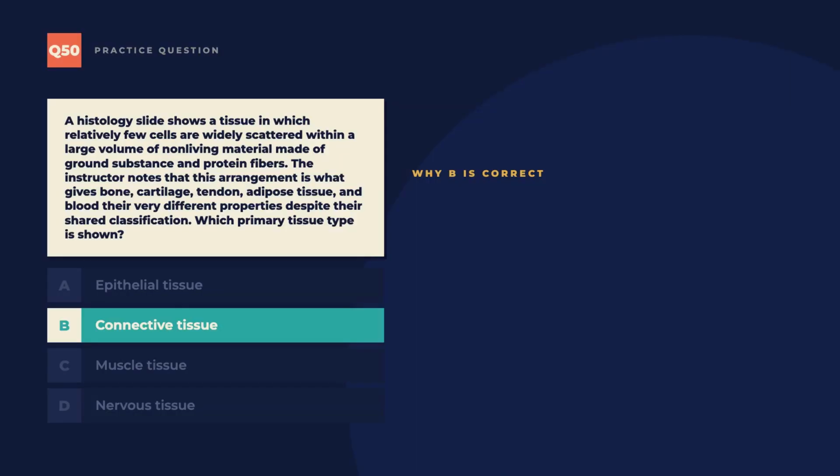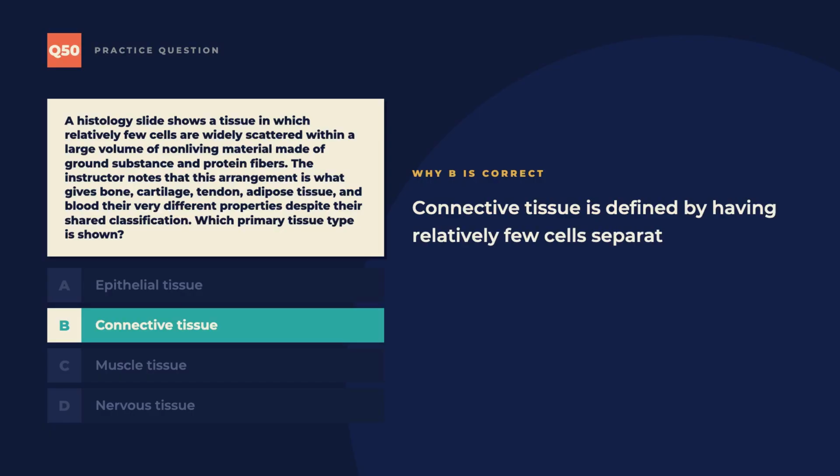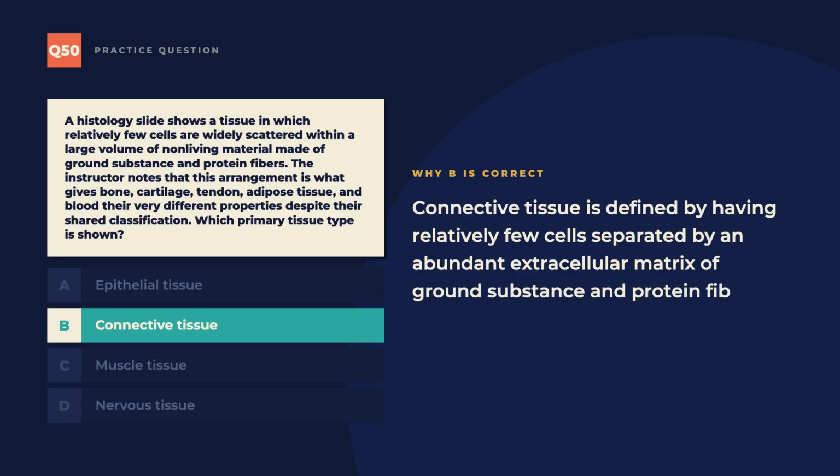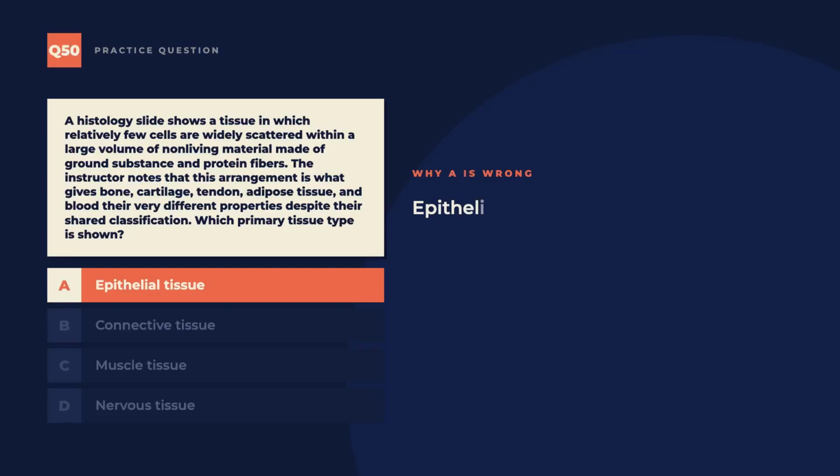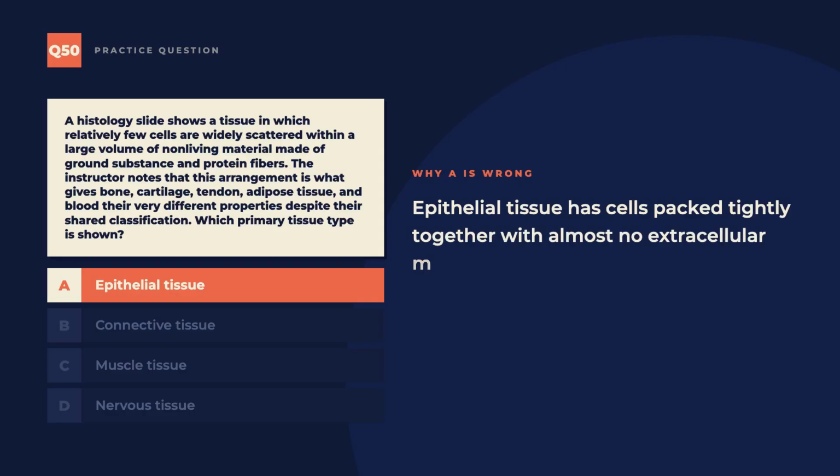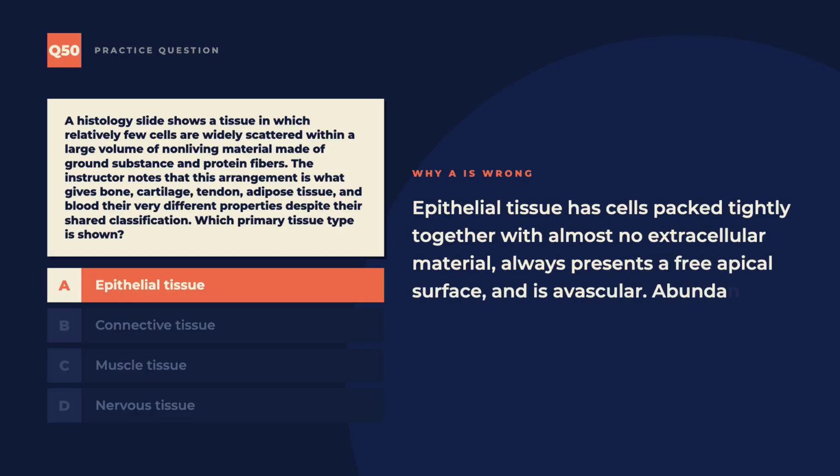Connective tissue. B is correct because connective tissue is defined by having relatively few cells separated by an abundant extracellular matrix of ground substance and protein fibers. Because the composition of that matrix varies so widely, one tissue class can include structures as different as bone, cartilage, fat, tendon, and blood. A is wrong because epithelial tissue has cells packed tightly together with almost no extracellular material, always presents a free apical surface, and is avascular. Abundant matrix is the opposite of its defining feature.